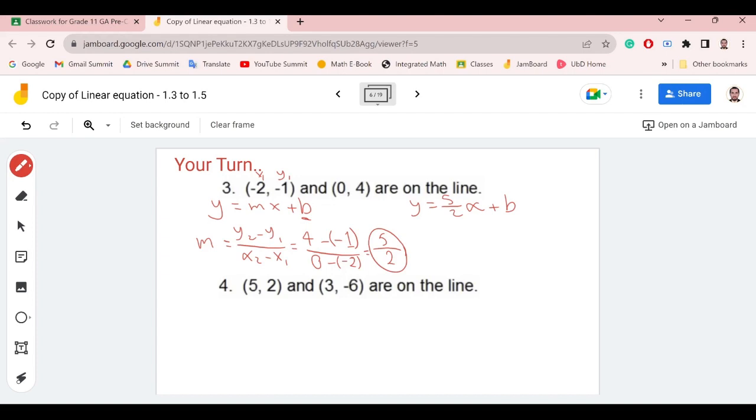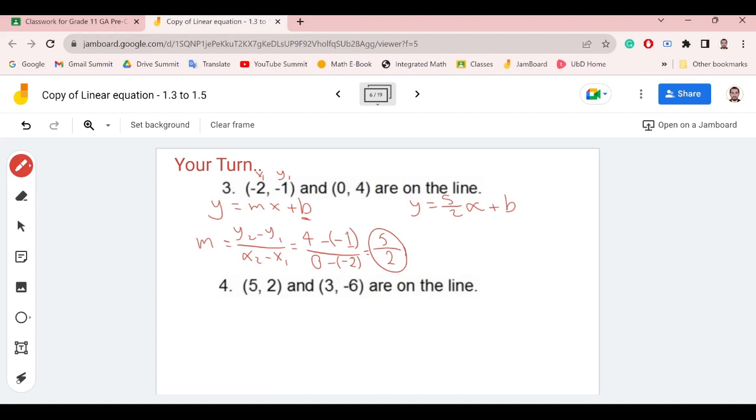Y-intercept? What do you mean y-intercept, Mira? Rise over run? No, not c over b, because we don't have c. Sorry? The intercept, what do you mean intercept? Why do you need to find the y-intercept? No, okay, I will tell you.